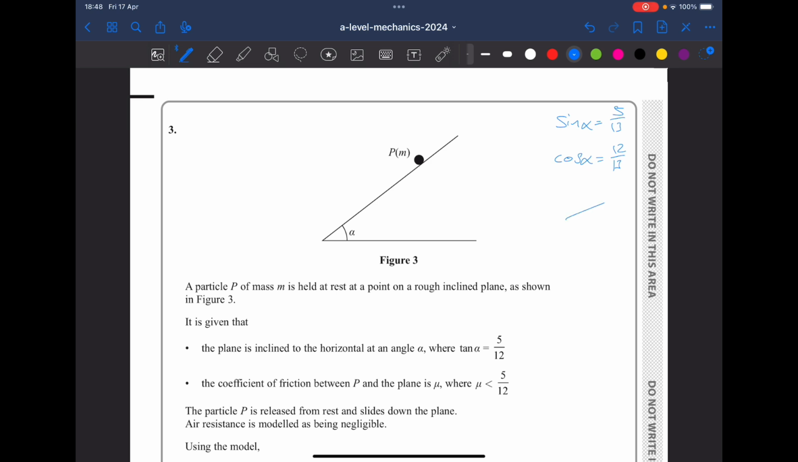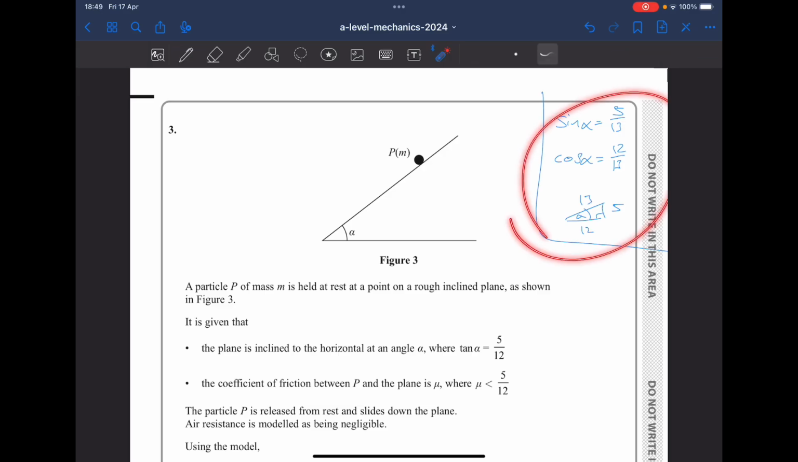This comes from a triangle. If we had a right angle triangle, alpha down here, 5 opposite, 12 adjacent, that gives you 13 on the hypotenuse. So I'd always do that first and always put it up here, so you know where it is and don't have to go searching for it. It's straight away in the same corner every single time.